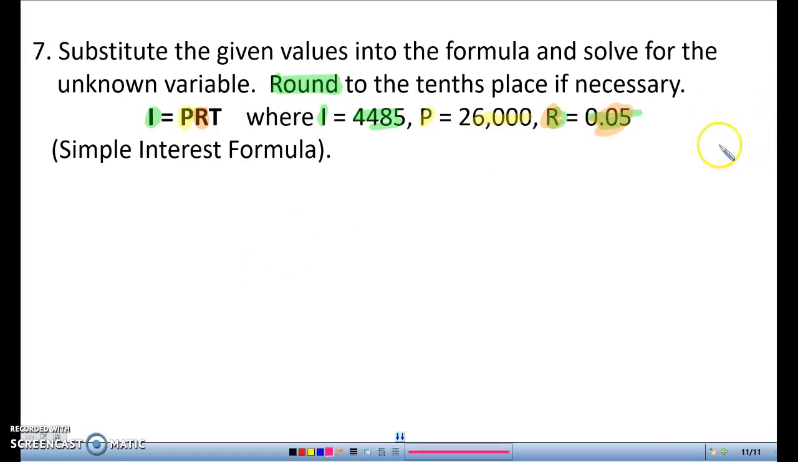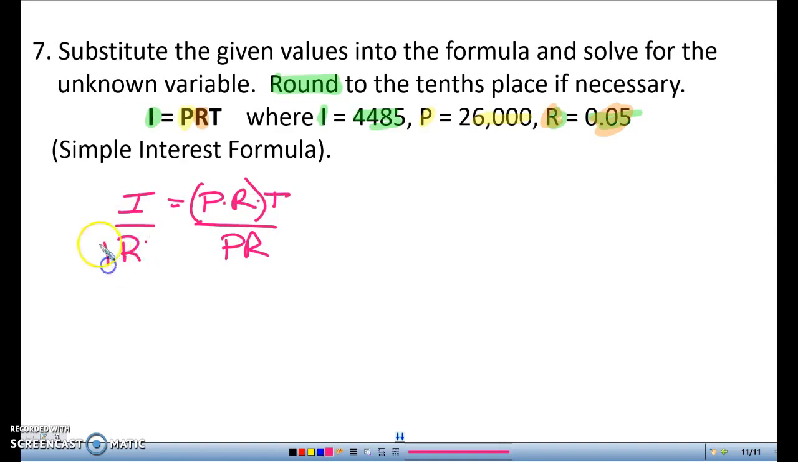You can go ahead and solve for T if you want to. I equals PRT. These are all being multiplied together. If I'm solving for T, how do you get rid of multiplication by PR? Yeah, divide both sides by PR. These cancel each other out. You get T equals I over PR. And then you can plug your numbers in.